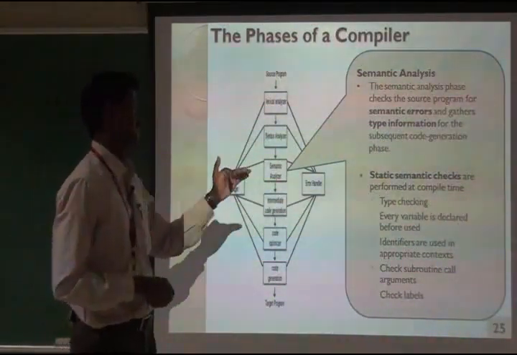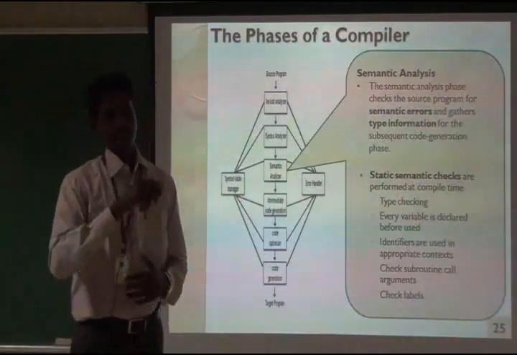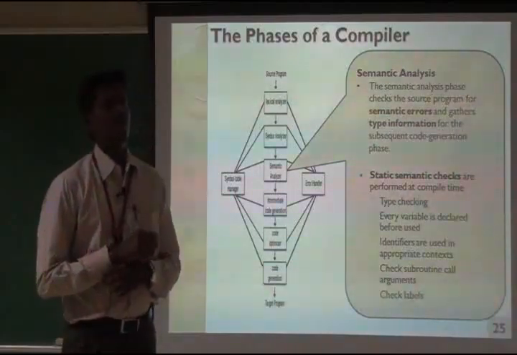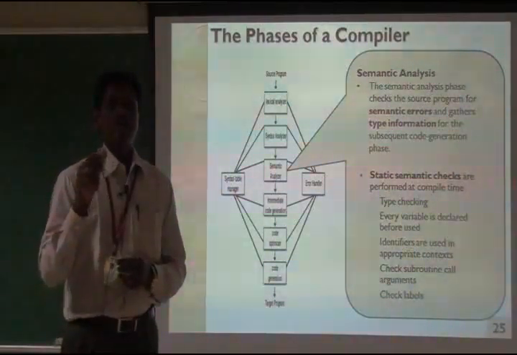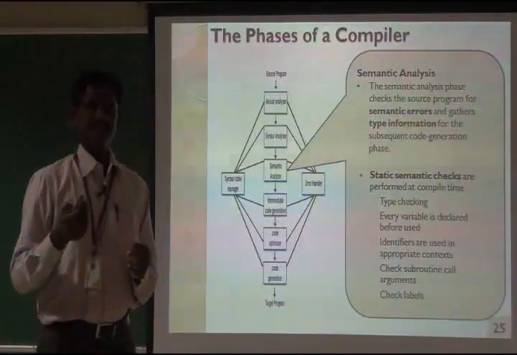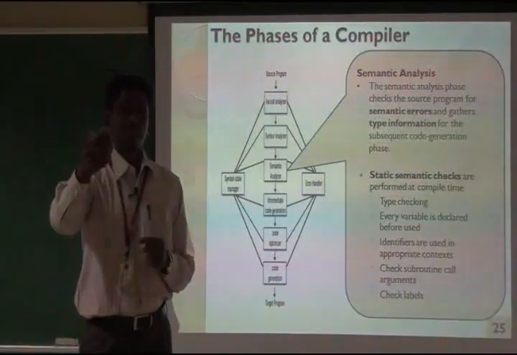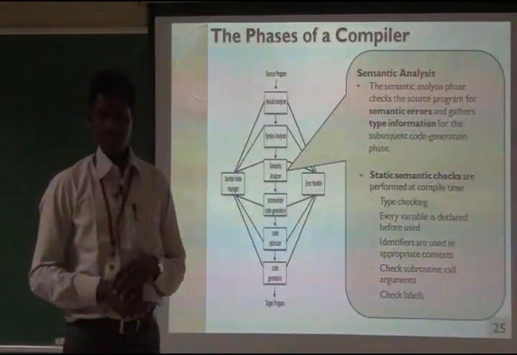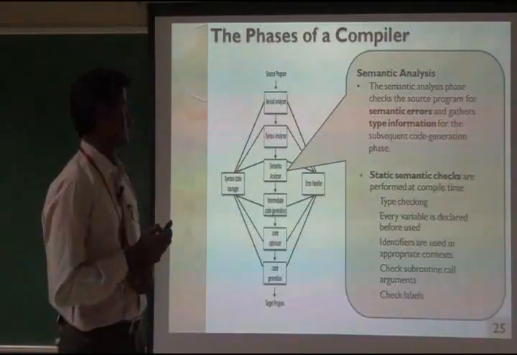So what are the checks? It checks for the type. For example, in the statement C equal to A plus B, A, B, C should all be of the same type. Then only the semantic analyzer clears the statement. Otherwise, it reports an error, that is a type mismatch error. So it goes for type checking.